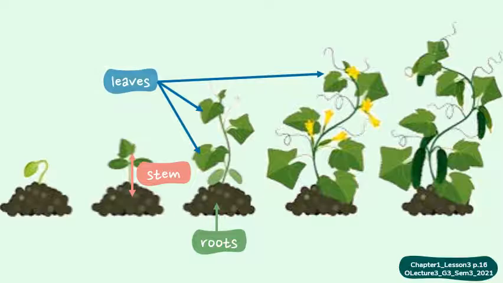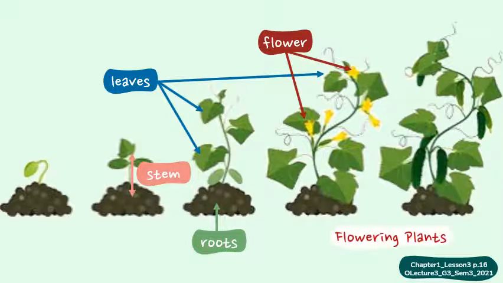Here are the leaves of this plant, and the yellow parts are the flowers. This means that this plant is a flowering plant, since flowering plants are the plants that bloom, that make flowers. This is a cucumber plant, so the flowers of the cucumber plant turn into cucumbers, which are the fruits of the cucumber plant.